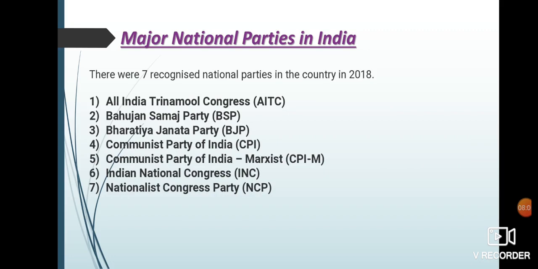In our country, we have 7 major national political parties. These 7 recognized national political parties in our country, according to the 2018 list, are All India Trinamool Congress, Bahujan Samaj Party, Bharatiya Janata Party, Communist Party of India, Communist Party of India Marxist, Indian National Congress, and Nationalist Congress Party. So these are the 7 recognized national political parties which are registered with our Election Commission.